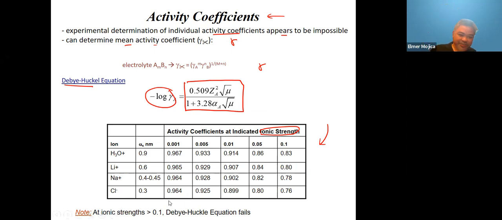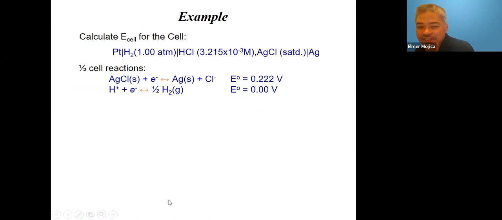So let's try to solve. Maybe our problem is something like this. Calculate the potential of the electrode for the cell that has platinum with hydrogen at 1 atmosphere and HCl at 3.25 times 10 to the negative 3 molar, and then a silver chloride that's saturated, and silver. And you have here the half reaction.